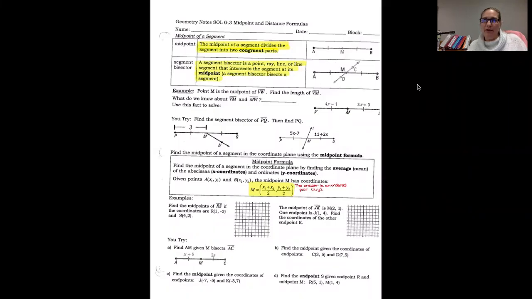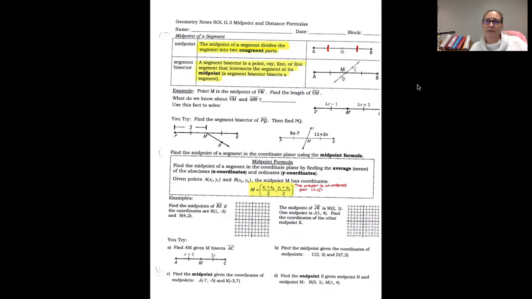Hey guys, today we're going to look at the midpoint and distance formulas, and I've highlighted some definitions for you here at the top of your screen. The midpoint of a segment divides the segment into two congruent parts. So as you look at this first diagram, that means that AM and MB have the same measure. So if AM is equal to 5, then MB is equal to 5. So the whole segment AB would be equal to 10.